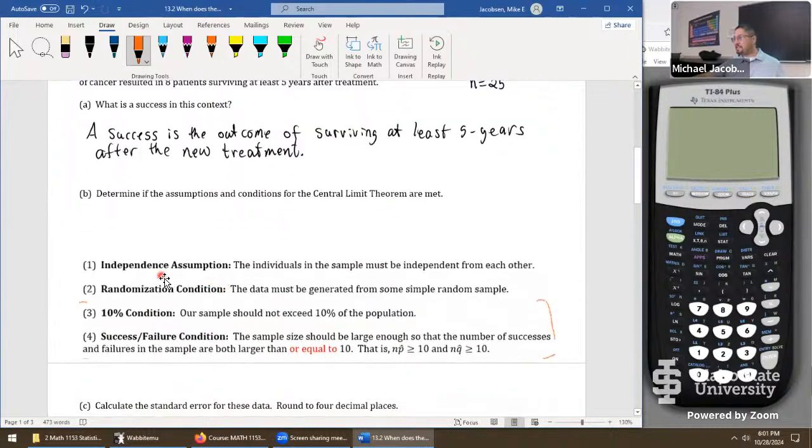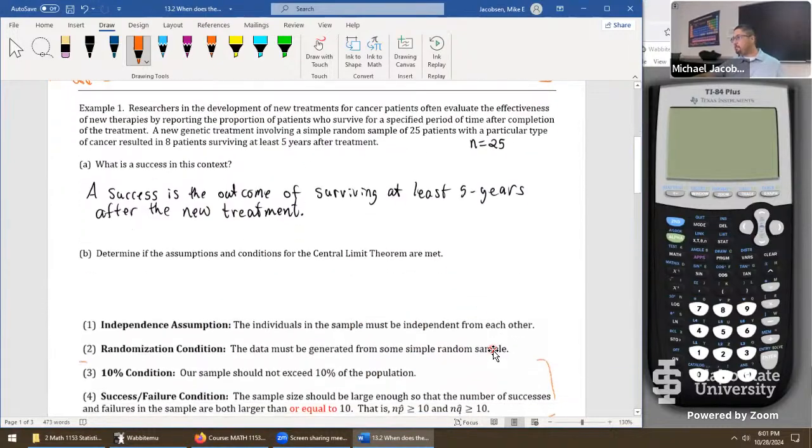With that in mind, it's still interesting to think about independence. The individual samples must be independent of one another. That means whether one of the 25 patients is a success, it shouldn't affect the other patients being a success or not. Would you believe that would be the case in this kind of situation? A success would be surviving cancer at least 5 years after treatment. And I would say, yeah, most of the time that should hold.